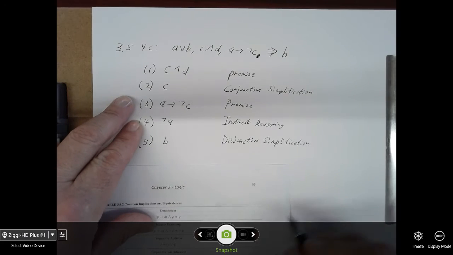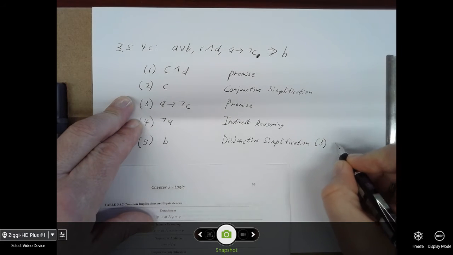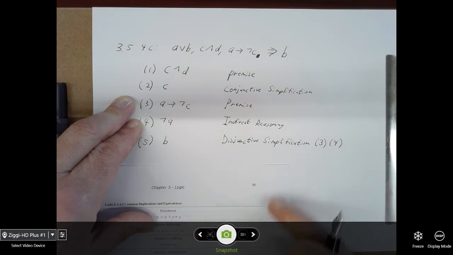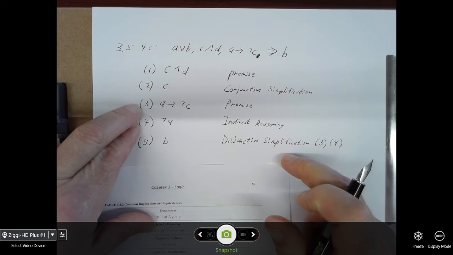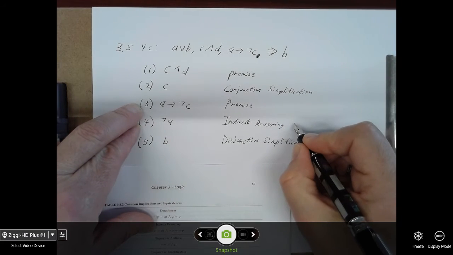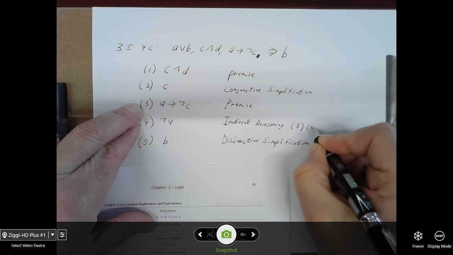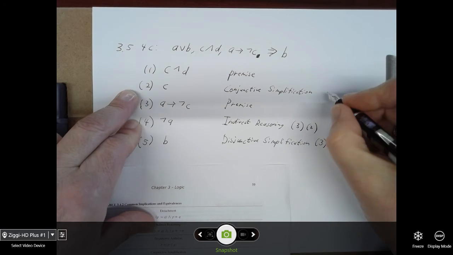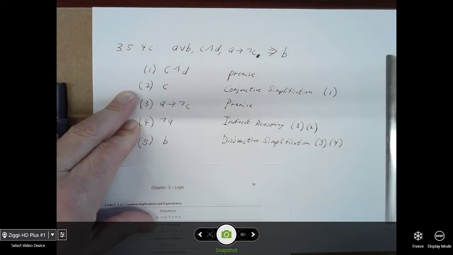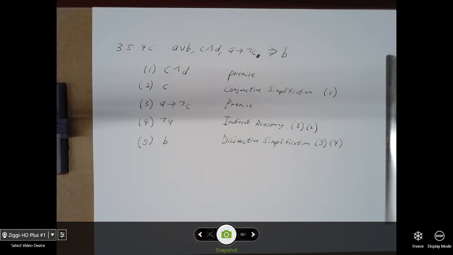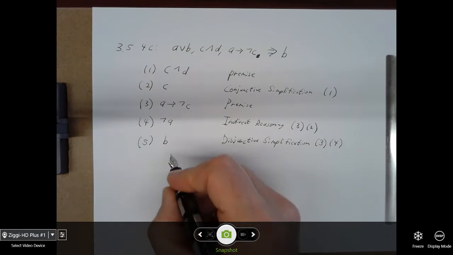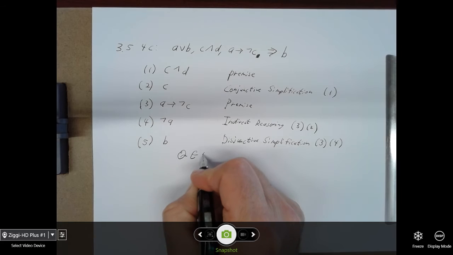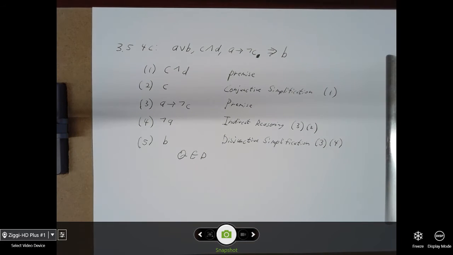And we were using 3 and 4. Our indirect reasoning here was using 2 and 3. And our conjunctive simplification was using 1. So it's good to put down which statements these are operating on. And so we've concluded B, which is what we were trying to demonstrate.